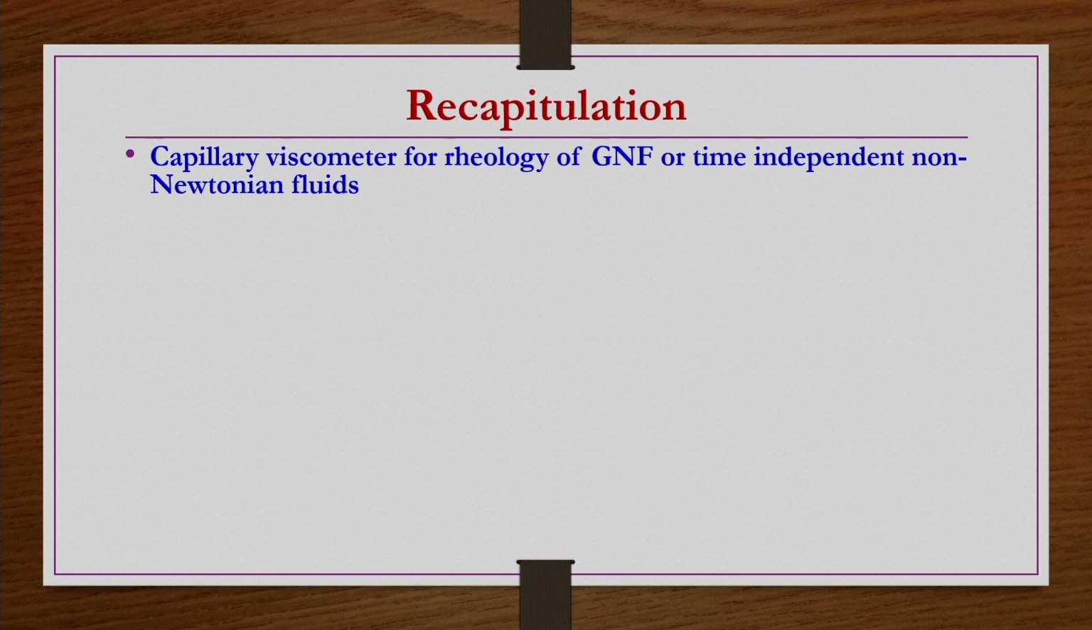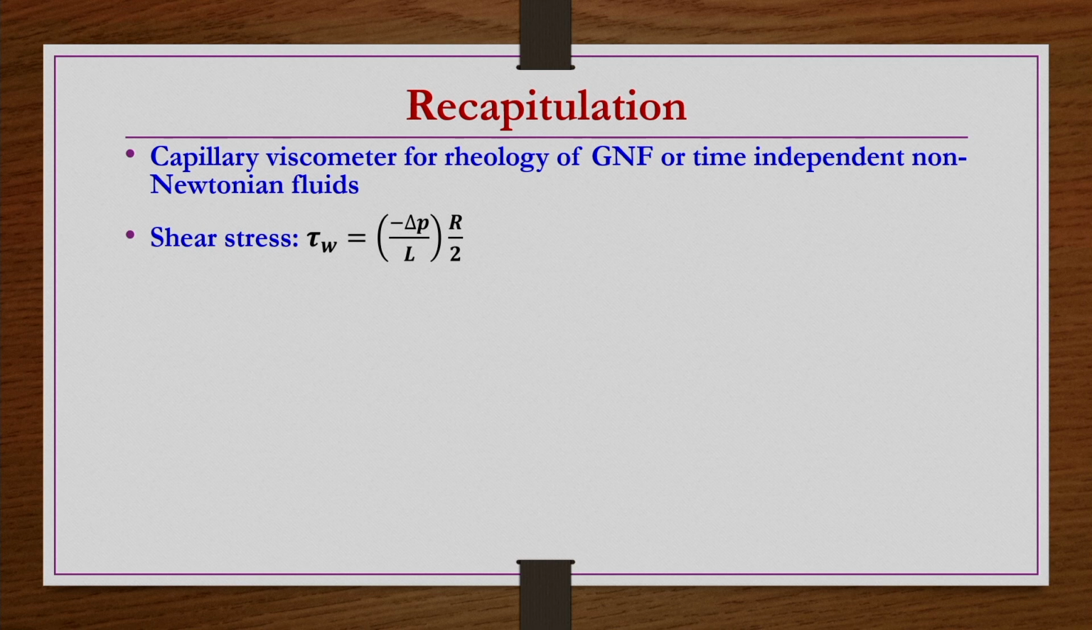We have been discussing how to measure the rheology of an unknown fluid using a capillary viscometer. That is what we have been discussing in the last two classes. So, a recapitulation of what we have studied: the capillary viscometer for rheology of generalized Newtonian fluids, or time independent non-Newtonian fluids. When you use a capillary viscometer for rheological measurements of time independent non-Newtonian fluids.